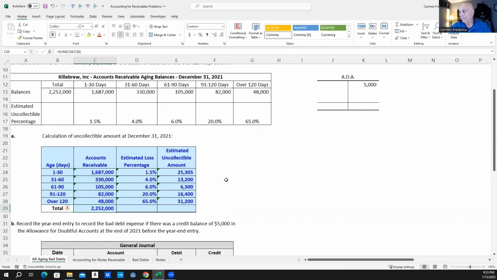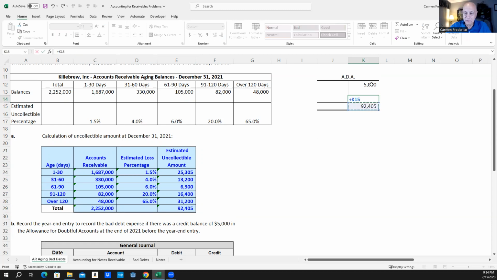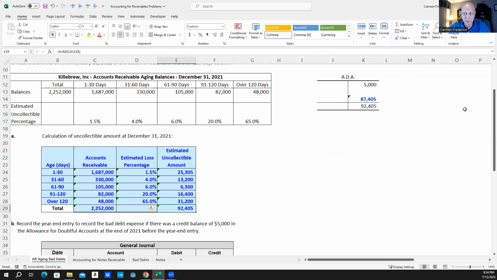Okay, so we have 2,252,000, which ties to our balance sheet, that ties to our aging. Okay, and then we have an estimated uncollectible of 92,405. So all that math shows that we have 92,405 of estimated uncollectible receivables. So we need to make an entry at the end of the year to make this allowance for doubtful accounts equal the 92,405. Well, how do we do that? Well, we already have $5,000 in the account, right? So we're going to make an entry for the difference, 92,405 minus what's already in the account. We'll make an entry for 87,405 to make sure that we have 92,405 in the allowance of doubtful accounts.